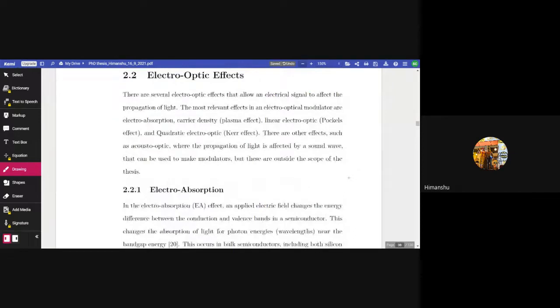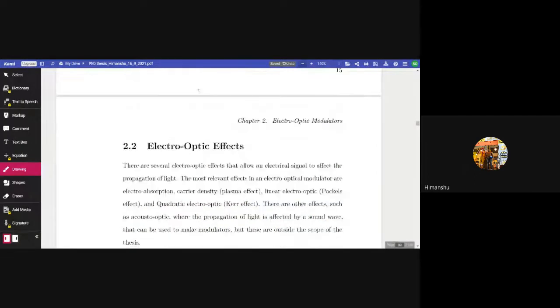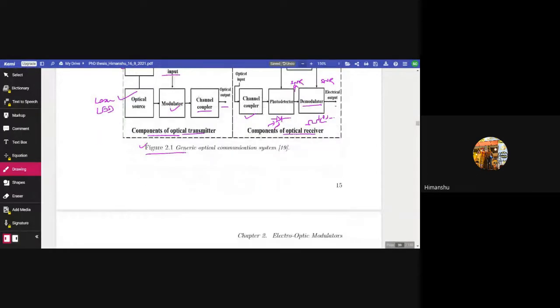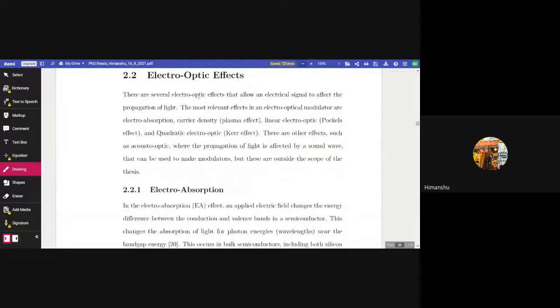So this is what has been shown in figure 2.1. So now coming to section 2.2, electro-optic effects. There are several electro-optic effects that allow an electrical signal to affect the propagation of light.